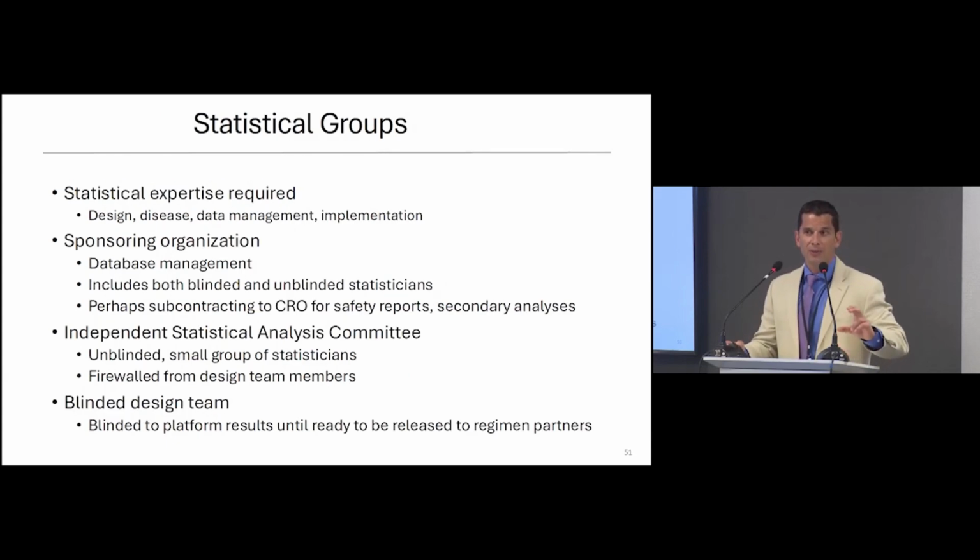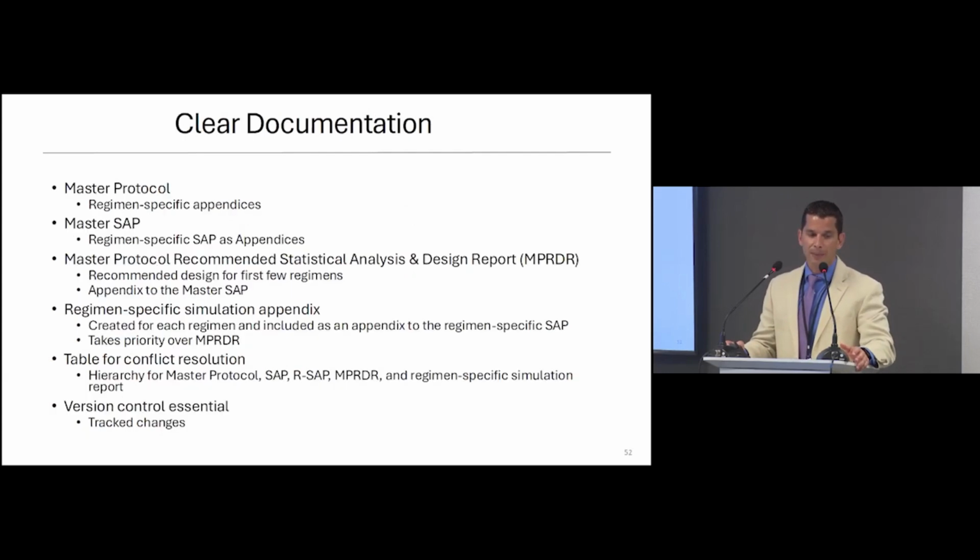You need a lot of different statistical groups. You need statisticians who are experts in the disease. You need statisticians who are experts in the design of platform trials. And you need statisticians who can help implement it and do data management. So there's a lot to think about.